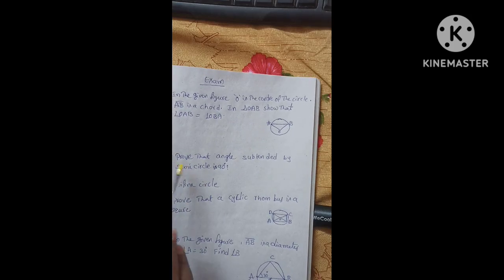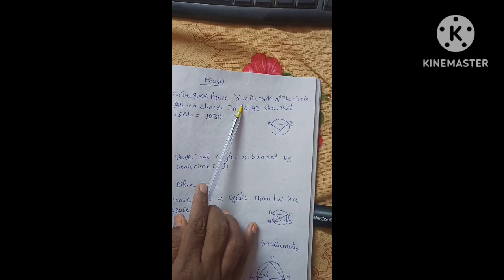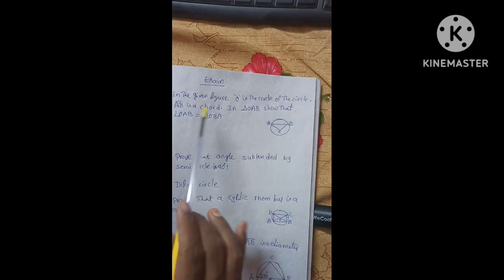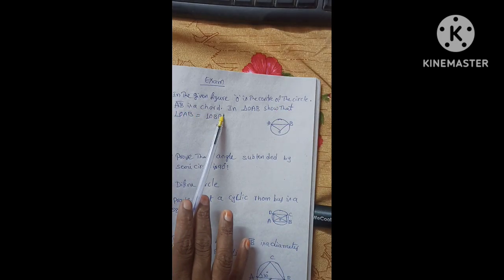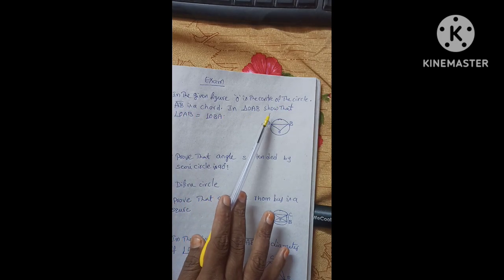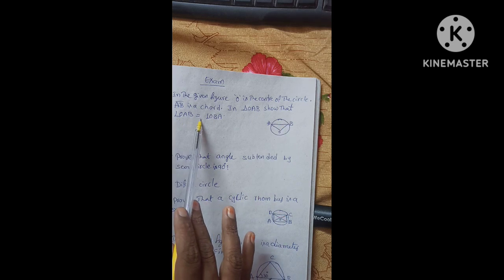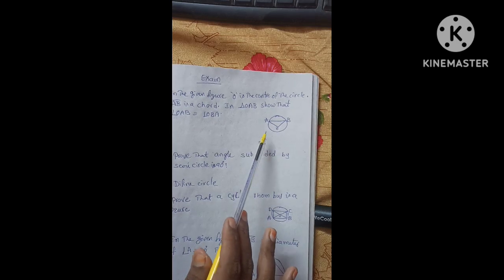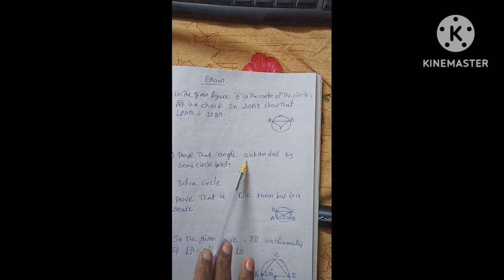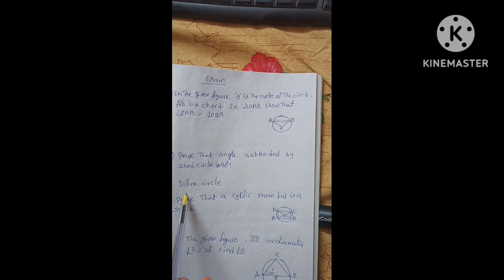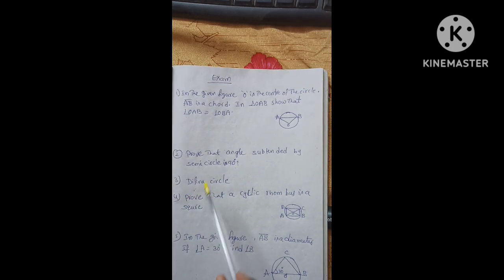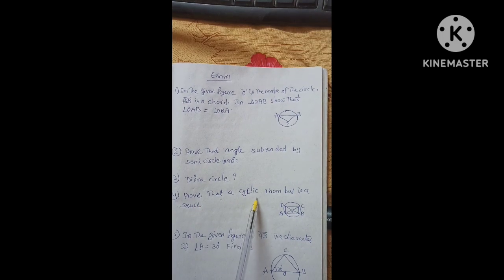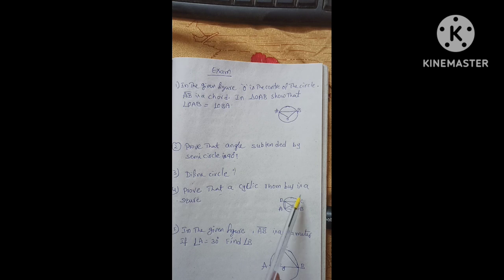First question: in the given figure, O is the center of the circle and AB is a chord. In triangle OAB, show whether angle OAB is equal to angle OBA or not. Depending on the figure you can prove it. Second, prove that the angle subtended by a semicircle is 90 degrees. Next theory question: define the circle. Third question. Fourth one: prove that a cyclic rhombus is a square.